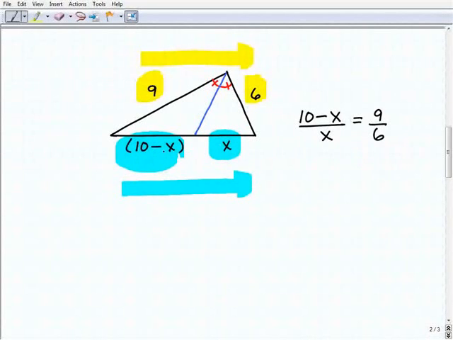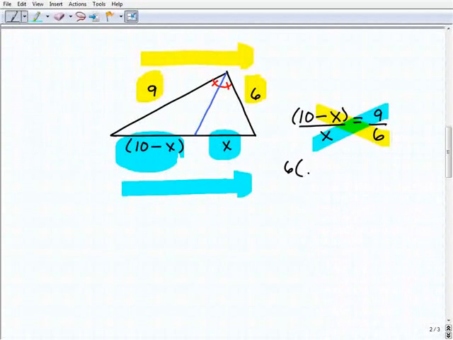Now remember here I had 10 minus x in parentheses. When you have an algebraic expression where there's a minus or a plus to a variable, you always want to keep in mind that these are quantities. So you do want to have those parentheses there. It helps reduce the possibility of messing up on the distributive property when you have to do the cross product here. So let's go ahead and solve this particular proportion.